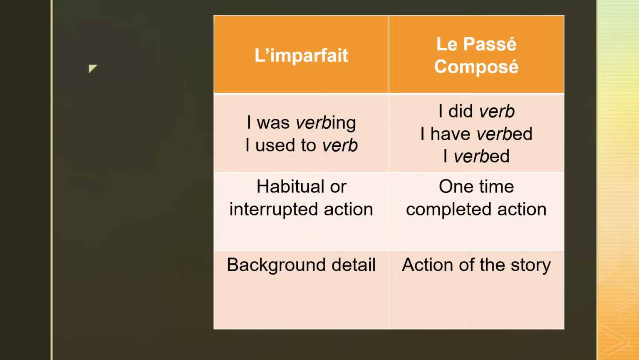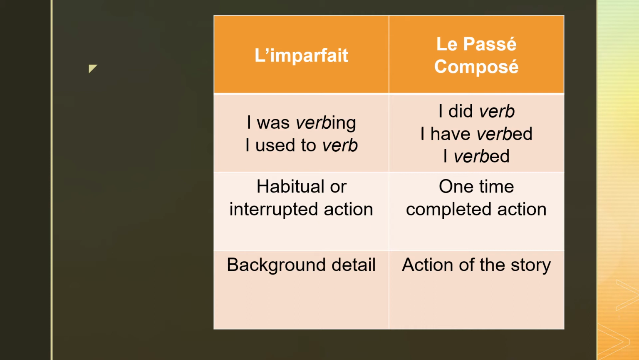Okay, and now we're at the very bottom: background detail versus action of the story. This only makes sense when you're thinking about the whole composition you're working with, whether it's a paragraph, a sentence, or two sentences. This is really the comparison and contrast aspect of imparfait and passé composé. If you just understand background detail versus action of the story, the other two rules we've looked at don't really matter. As long as you can master this last one, you should be able to decide, with very good accuracy, whether you need imparfait or passé composé?